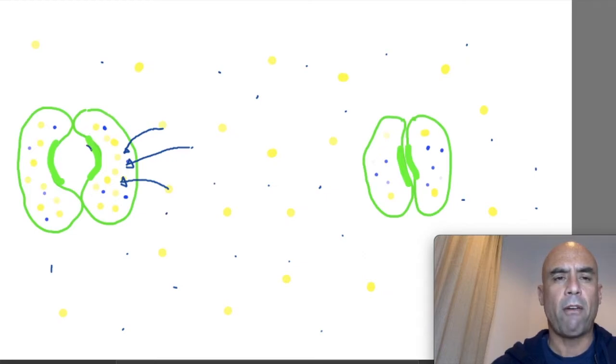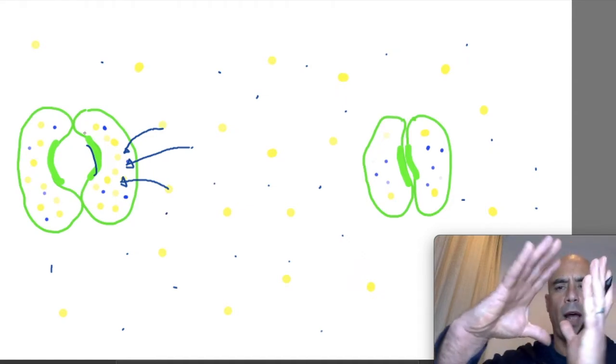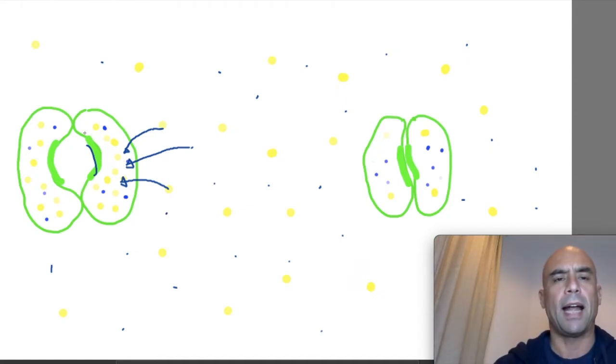Now this area here is slightly thicker than the rest of the cell. So as the water moves in, it swells unevenly and the guard cell will open up the stomata.